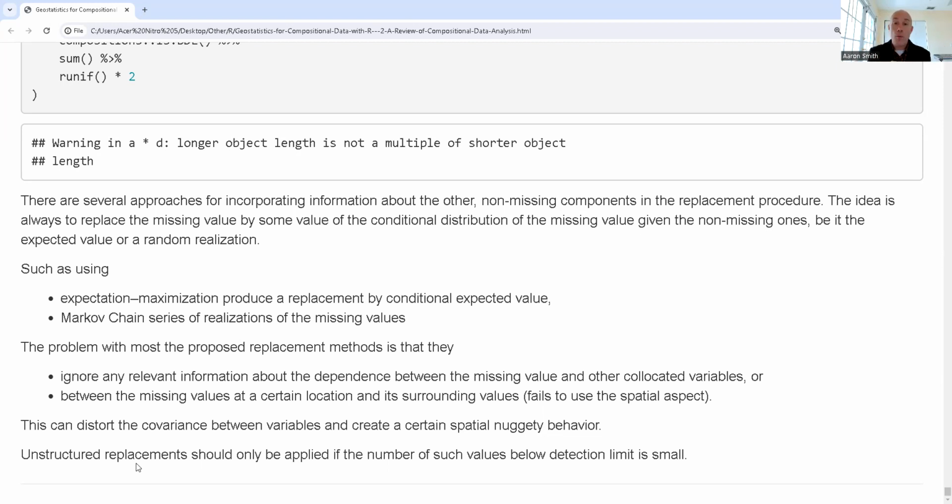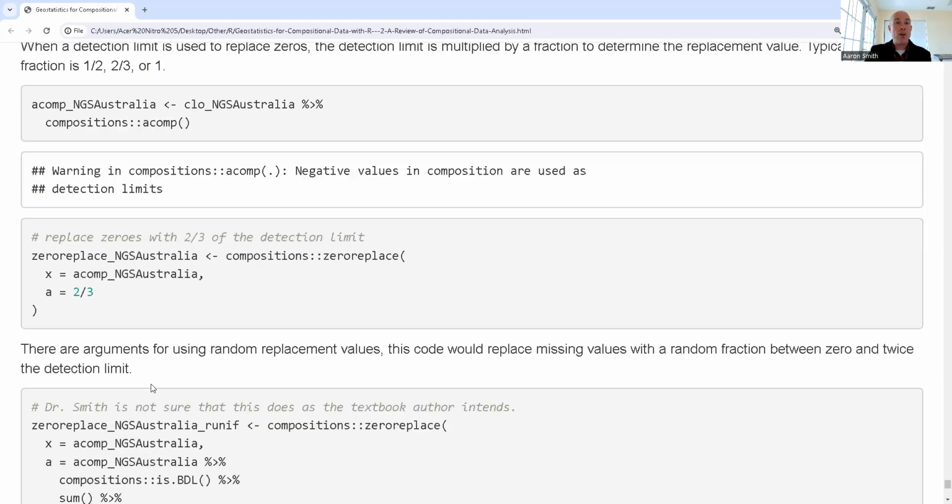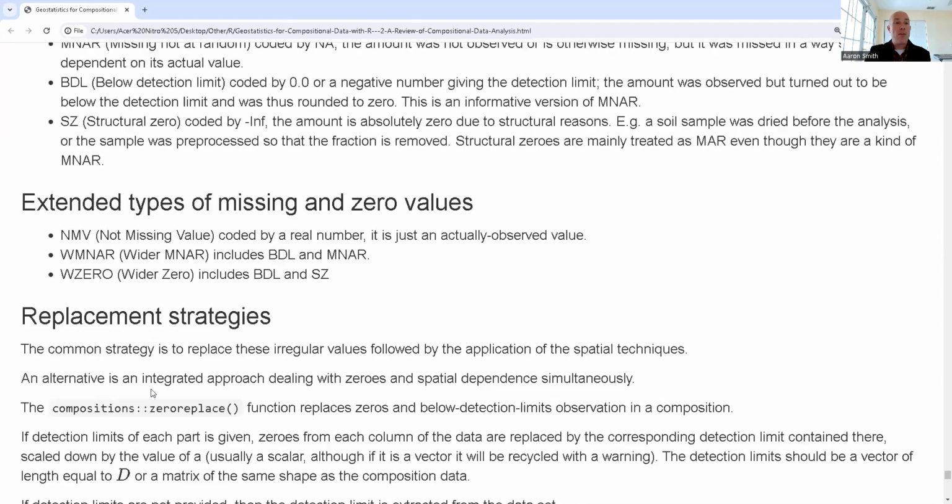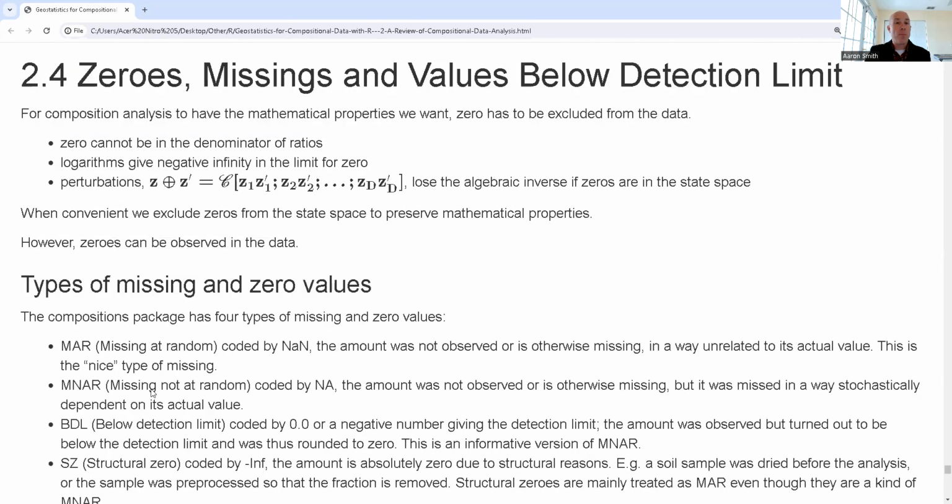All right, so I hope you've enjoyed this video. Just a quick look at taking care of missing values and below detection limits and zeros in composition data. Life is short. Do math.